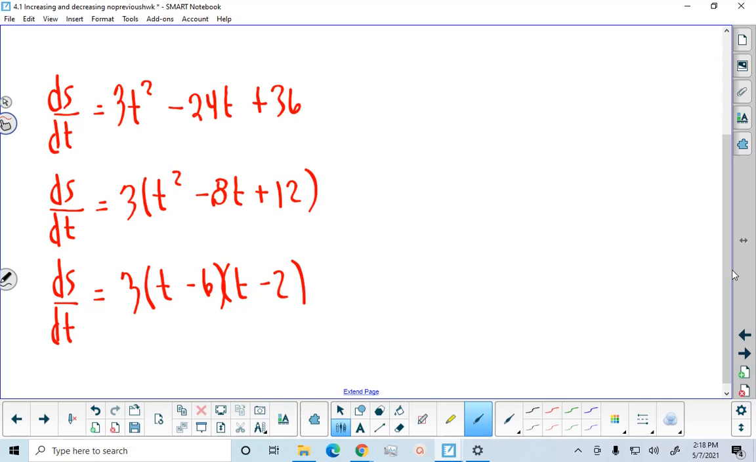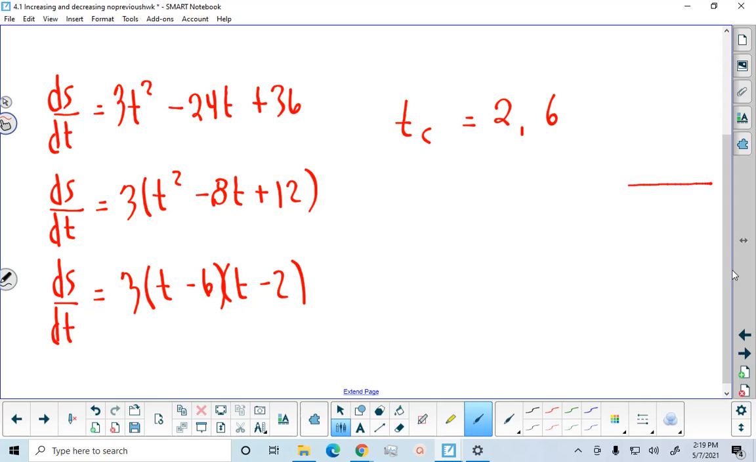I want you to notice that when I find my critical values for the variable, which are the values that make the thing 0, I never really write this. I don't write equals 0. And I think that's important, because we're not saying the derivative is 0, we're saying the derivative is this thing. Where is the derivative 0? At 2 seconds and 6 seconds.